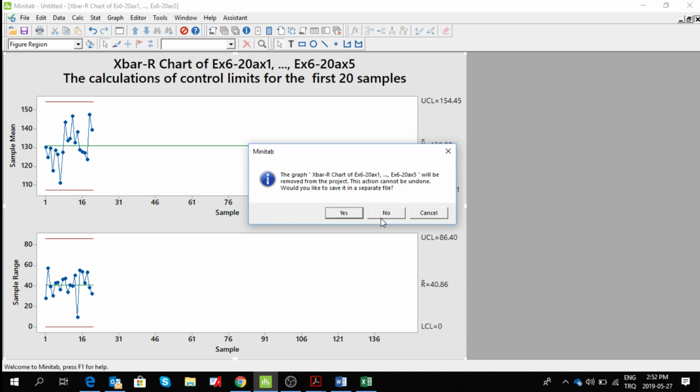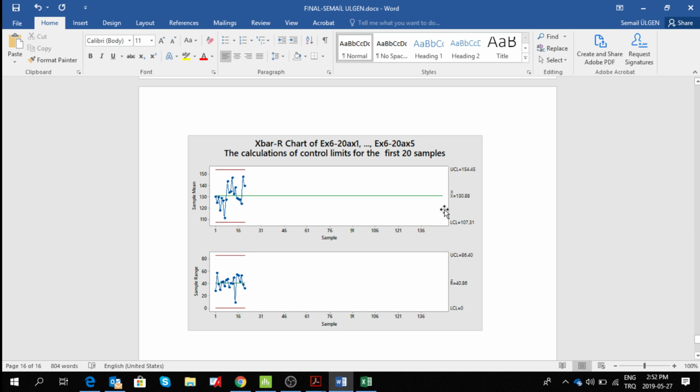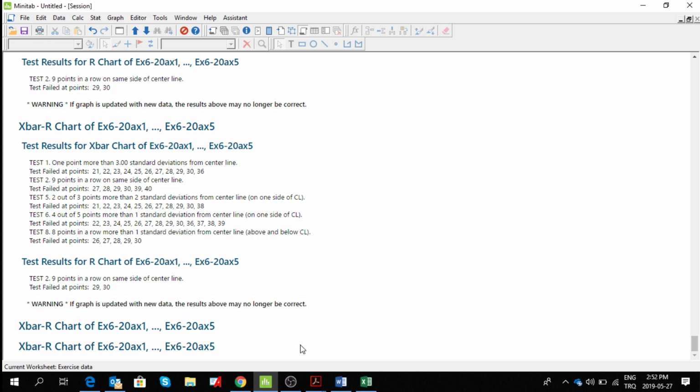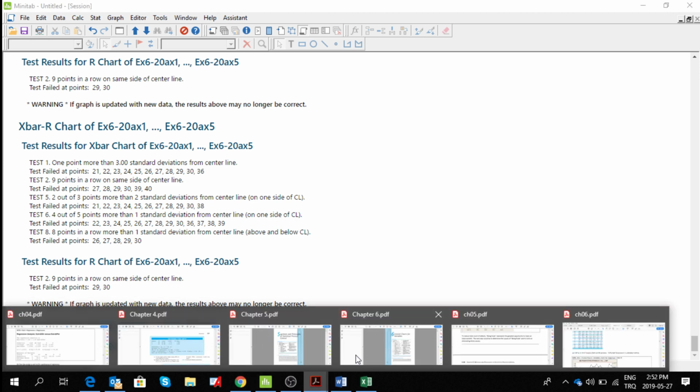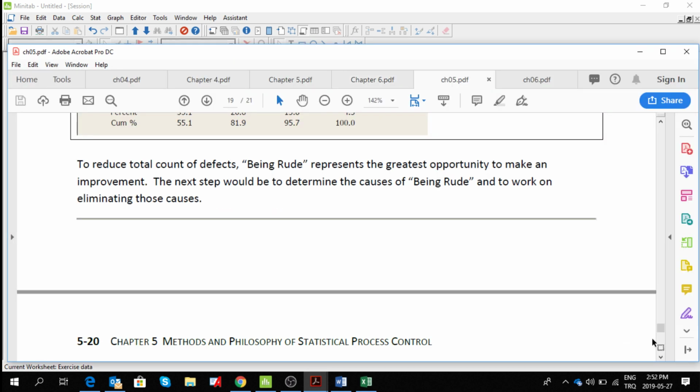Now I'm going to close that and check my Word file. Yes, that is the calculation of control limits for the first 20 samples. So everything looks in control. There's nothing to do in here. Then the question follows. Where's my question? Let's see, not that.